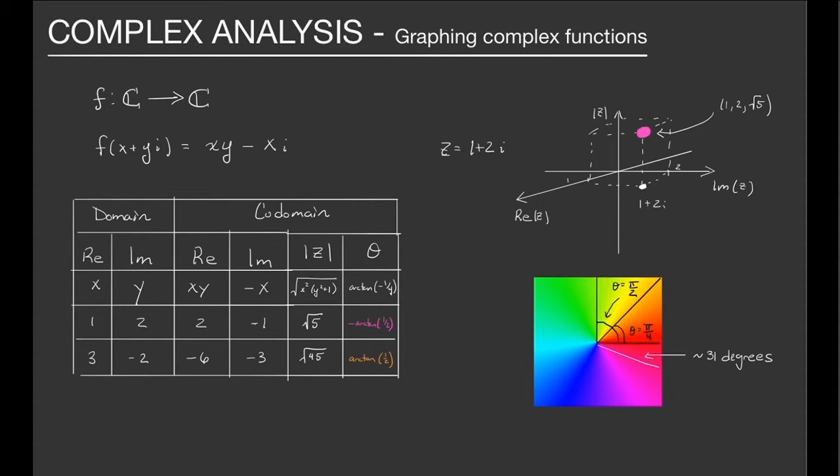Now what we have is that the angle is negative arctan of 1/2. That's roughly 31 degrees. That means we go down below the real axis, and that will take us to something that has both a non-zero real and imaginary part, and we see that it's kind of this magenta color here.